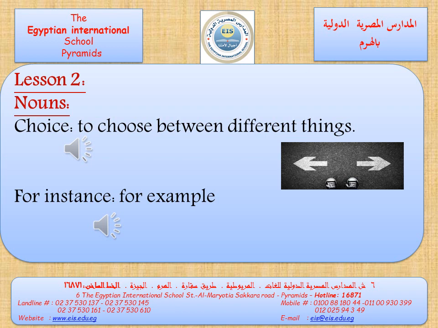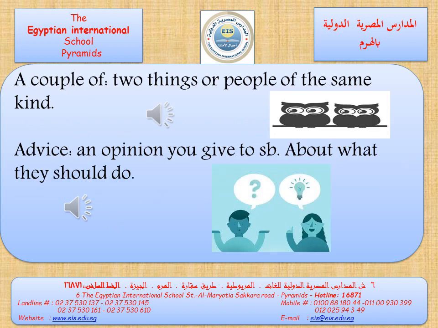For instance means for example. I like many kinds of fruit. For instance, I like apples. A couple of, two things or people of the same kind. It refers to two items of the same kind. For example, he traveled a couple of days ago. Consequence, a result or effect of something. For example, our decision has a bad consequence.